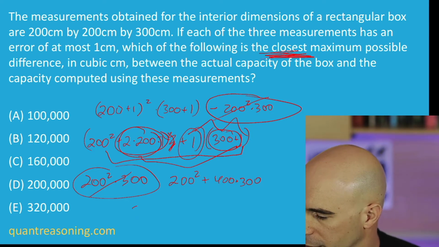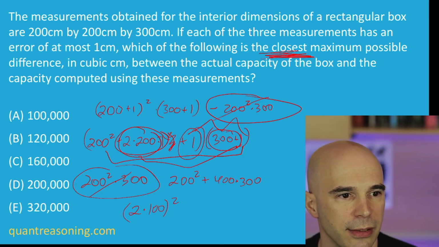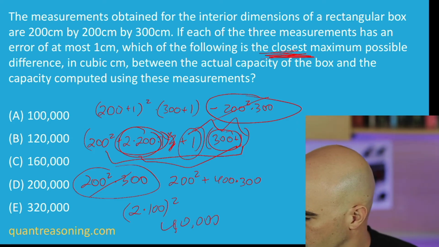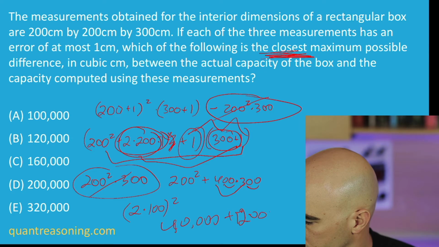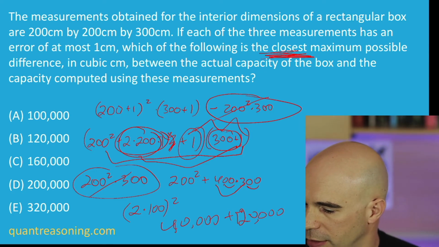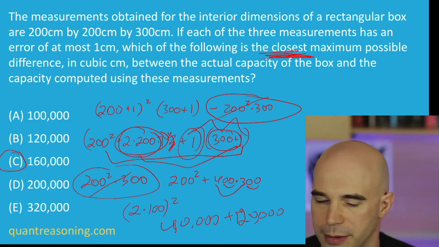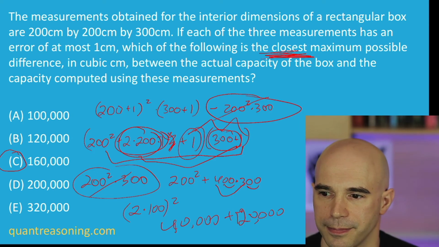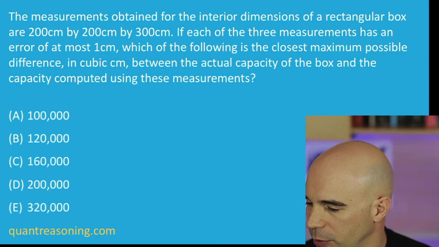So 200 squared, that's like 2 times 100 squared. So 2 squared is 4, 100 squared is 10,000, so that's 40,000. And 400 times 300, the 4 times 3 is 12, and we have another 4 zeros. So 40,000 plus 120,000 is 160,000. And this, I think, can be done in under 2 minutes. I just want to show, in case it's helpful to anyone, the two principles of algebra that we used there.